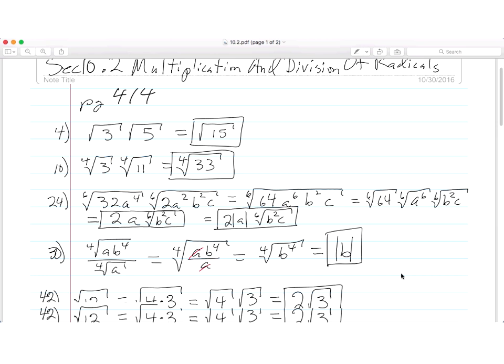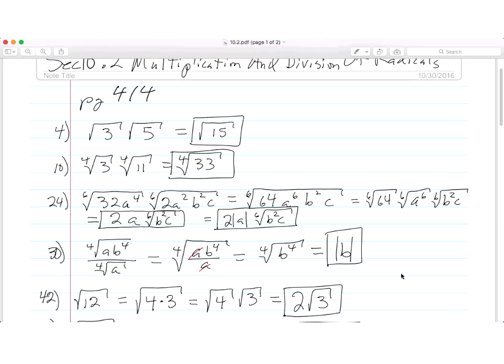Let me do problem number 42. In exercises 42 through 70, simplify the radical. Okay, so now I have here the square root of 12. Wow, now they're saying to simplify it. I know how to simplify like the square root of 16 or whatever. How do I simplify the square root of 12?